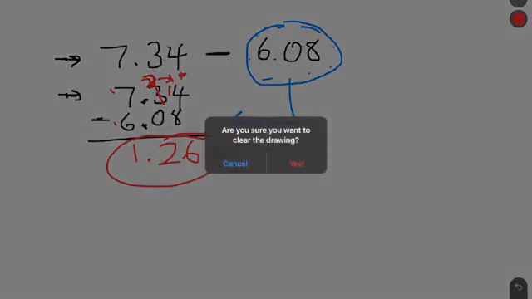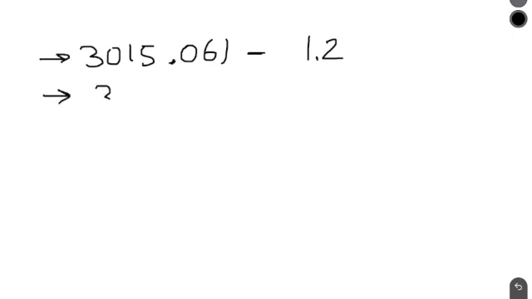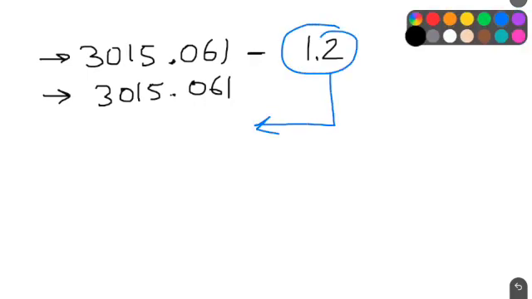So the approach does not change at all. You could have bigger numbers, like 3015.061 minus 1.2. The approach does not change at all. It does not matter how big the numbers are. If you're subtracting two decimal numbers, you want to make sure that the numbers always line up. Okay? 3015.061.